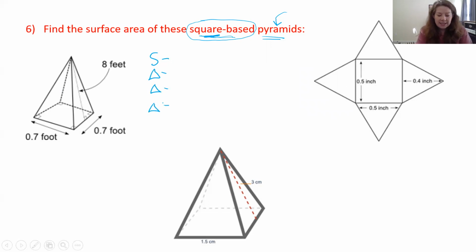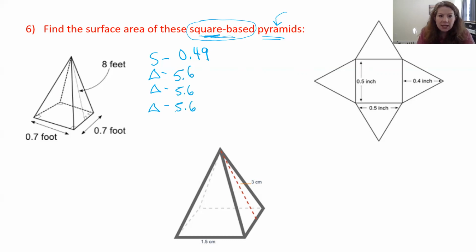All right, so what is the area of our square? Well, this one is 0.7 times 0.7. 0.7 squared is 0.49. And then for our triangle area, we have to look for that right angle, you guys. So it's pointing right here, 8 feet tall times 0.7 of a foot, and I got 5.6. And those are all going to be equal because the bottom is a square.